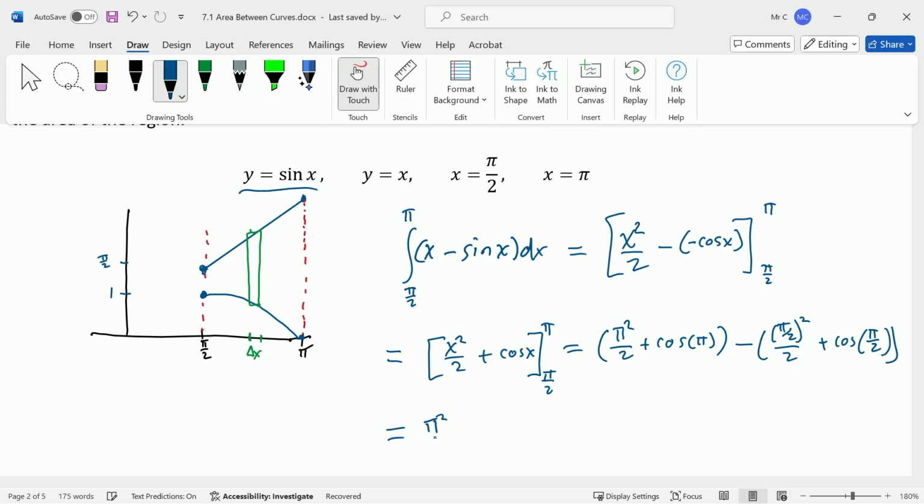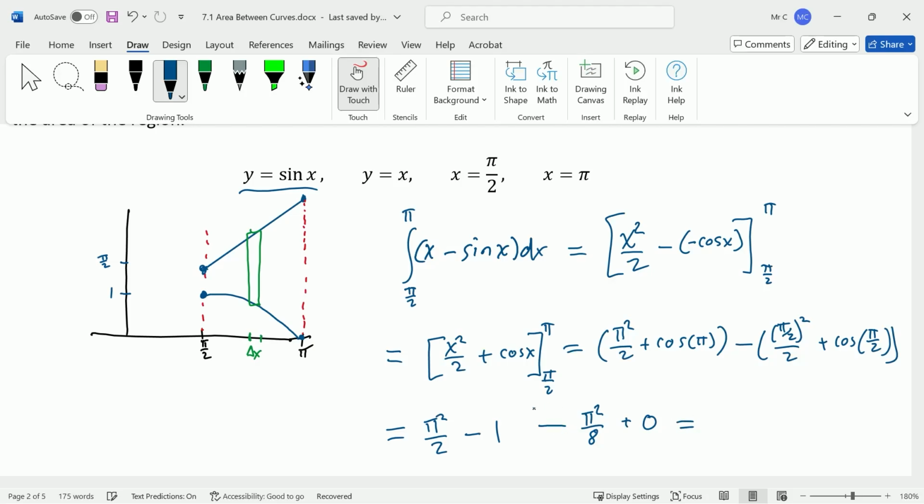That's pi squared over 2 minus 1, because cosine of pi is negative 1, minus pi over 2 squared, which is pi squared over 4, divided by 2. That's pi squared over 8, plus cosine of pi over 2, which is 0.